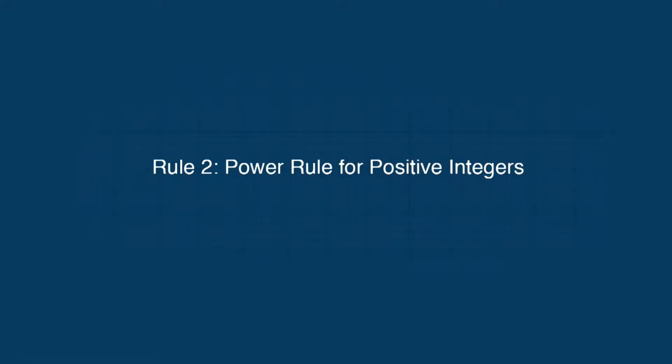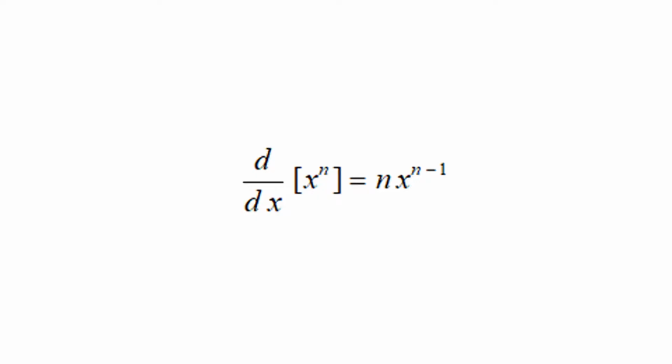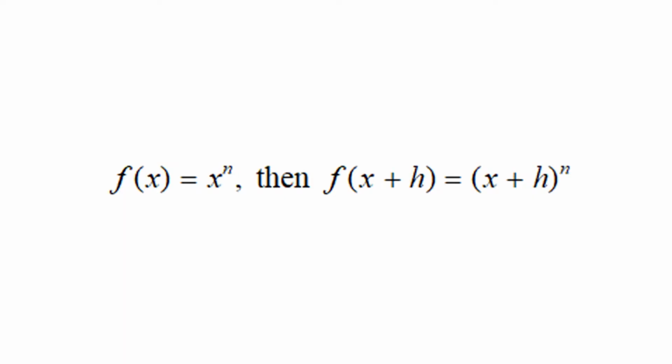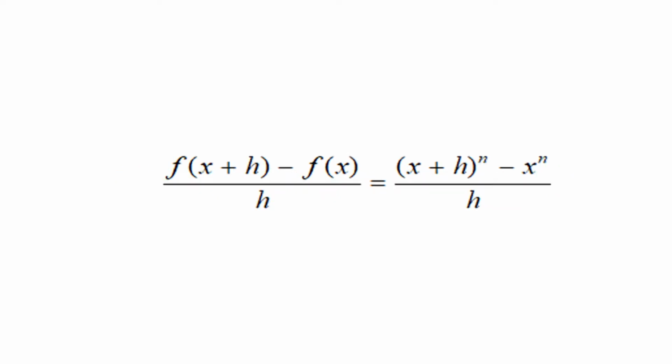Rule 2, power rule for positive integers. If n is a positive integer, then d/dx of x^n is n x^(n-1). We prove this as follows. If f(x) equal to x^n, then f(x+h) equal to (x+h)^n. (f(x+h) minus f(x)) upon h equal to ((x+h)^n minus x^n) upon h.